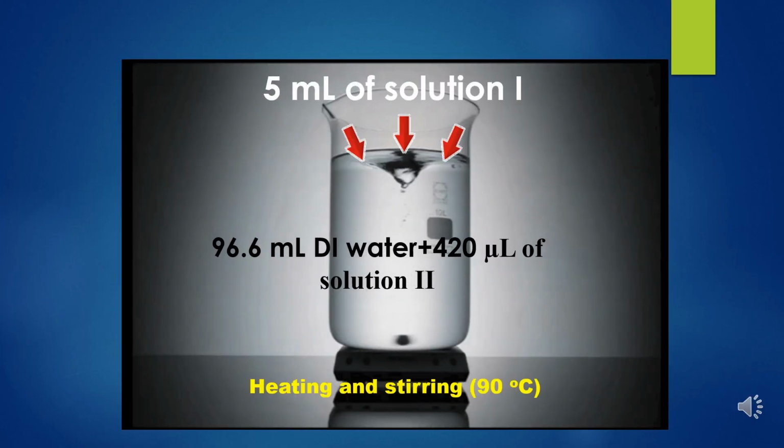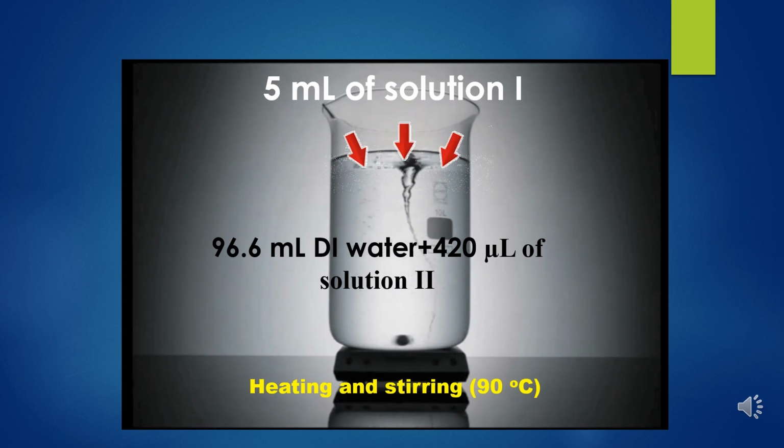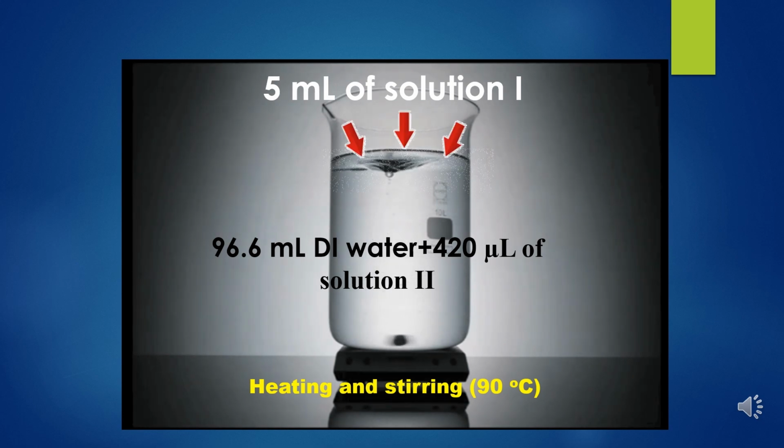Subsequently, 420 microliter of sodium tetrachloroaurate was added to 94.6 milliliter of the deionized water, and the solution was agitated and heated to 90 degrees. When the required temperature was achieved, 5 milliliter of sodium citrate was quickly added. Agitation and heating at 90 degrees were performed for 20 minutes.